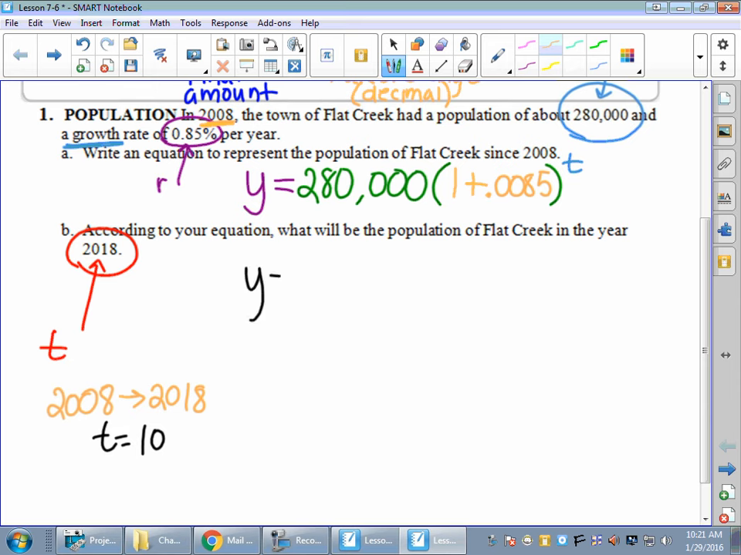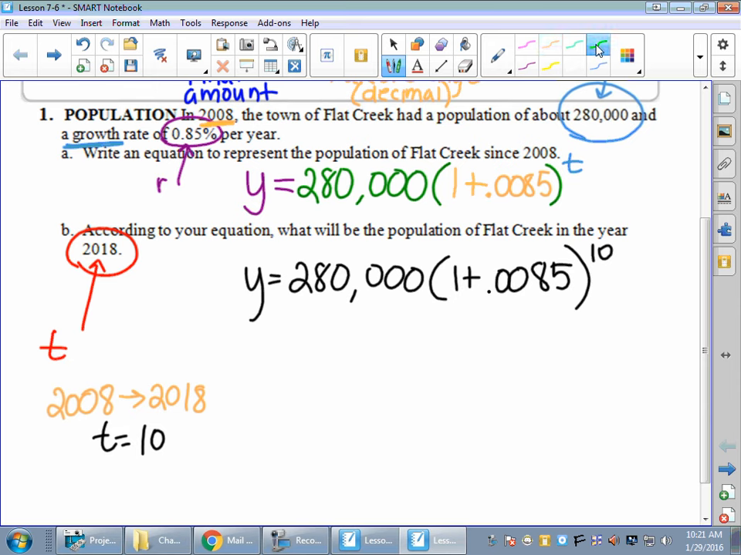So we're going to do y equals 280,000 times 1 plus 0.0085, all to the 10th power. Now it's calculator time. Think order of operations. Parentheses, exponents, multiply, PEMDAS, right? We've got 3 things to take care of. We've got parentheses, we've got an exponent to the 10th power, and then we're going to multiply.